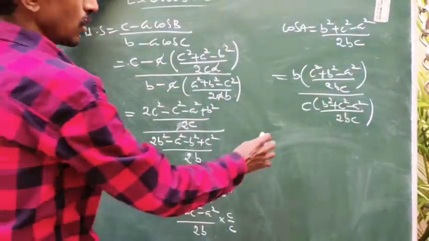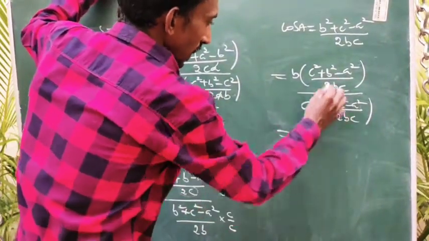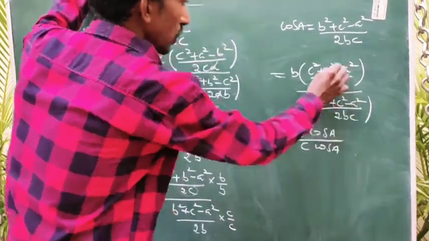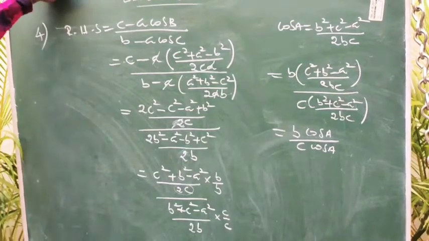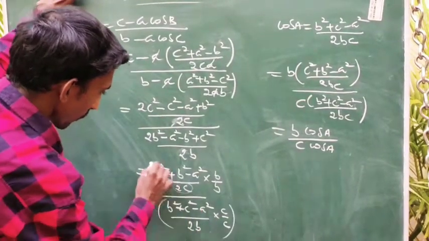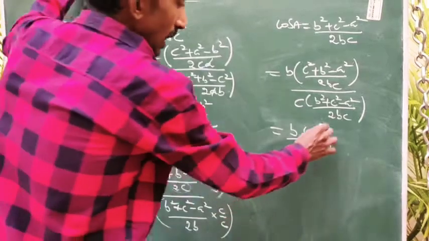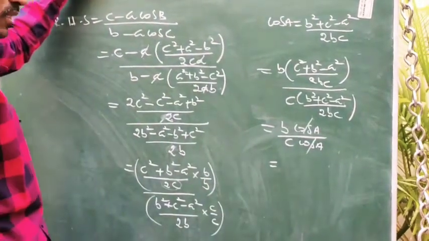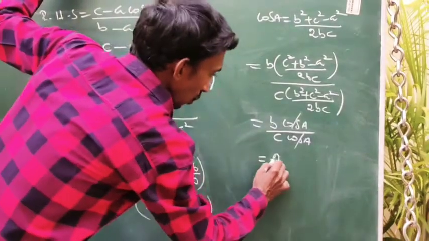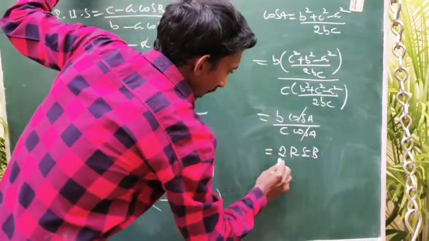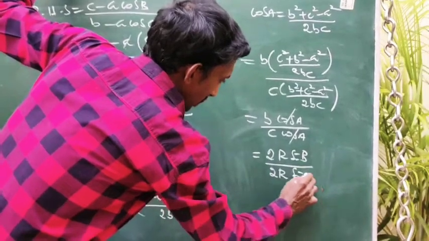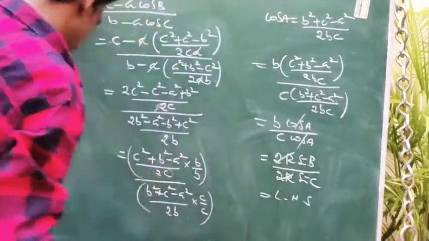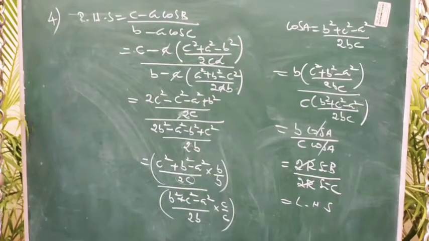So now b cos A by c cos A. Both are cos A, so cos A cancels. According to the sine formula, what is b? b is 2r sin b and c is 2r sin c. So 2r cancels. So sin b by sin c, that is the LHS.